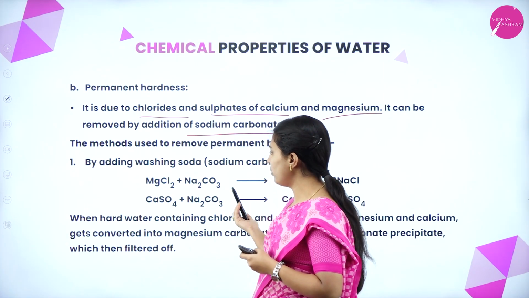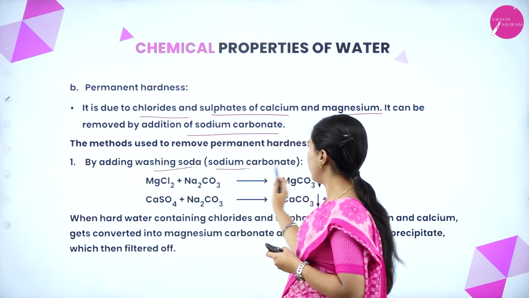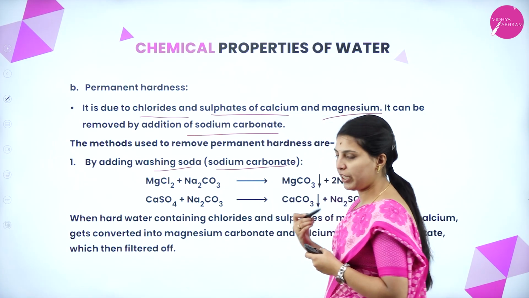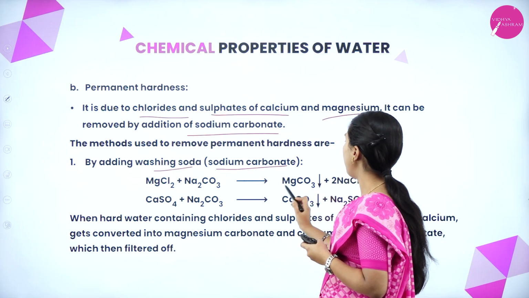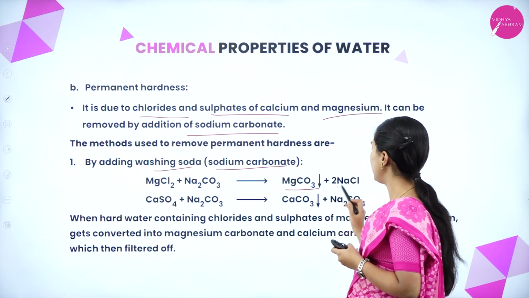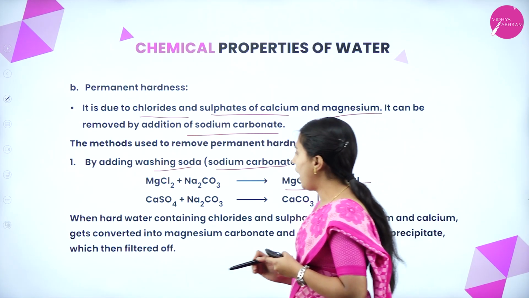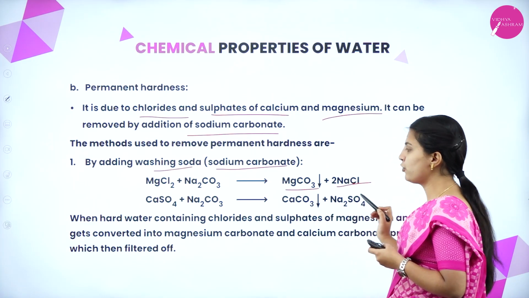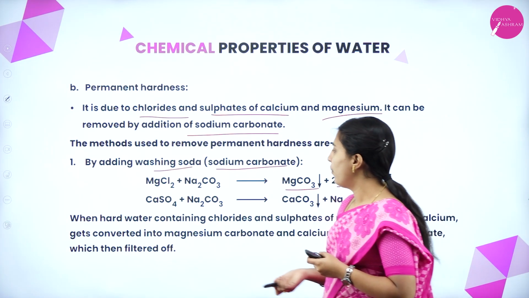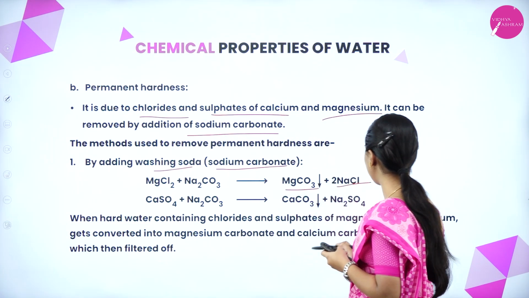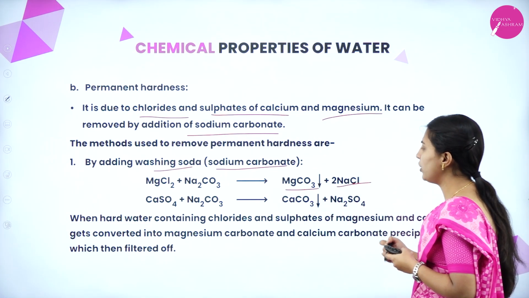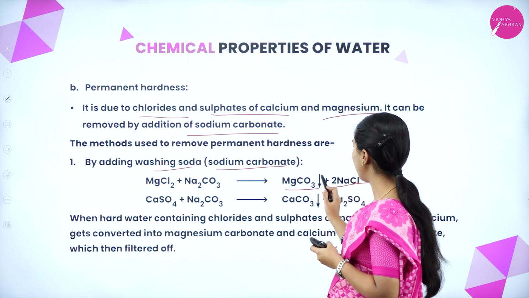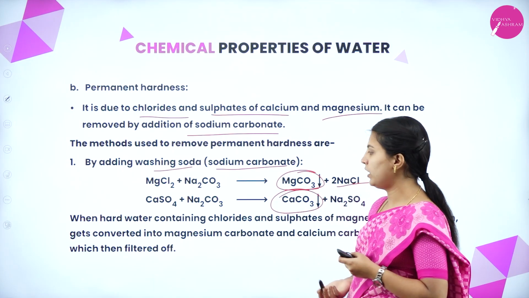How will it be removed? By adding washing soda or sodium carbonate. Magnesium chloride is treated with sodium carbonate, and magnesium carbonate will form with sodium chloride salt. And calcium sulfate with sodium carbonate, that is washing soda, gives calcium carbonate and sodium sulfate. When hard water containing chlorides and sulfates of magnesium and calcium gets converted into magnesium carbonate and calcium carbonate precipitate, these are all precipitates and they will be filtered off.